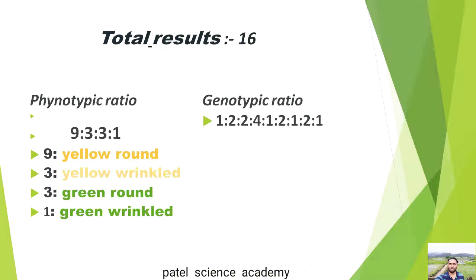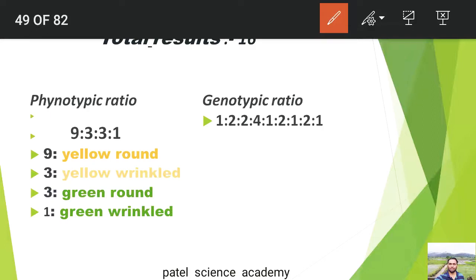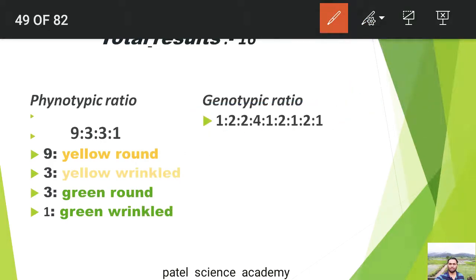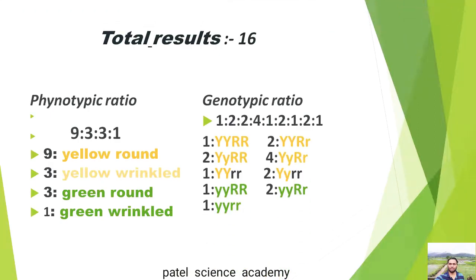Likewise, these are 16 results. But just for logic, you can remember it as 122412121. But don't forget to write the ratio there. It is actually 122412121, but it should be written as 1 is to 2 is to 2 is to 4 is to 1 is to 2 is to 1 is to 2 is to 1. Likewise, 16 results genotypically we got here.